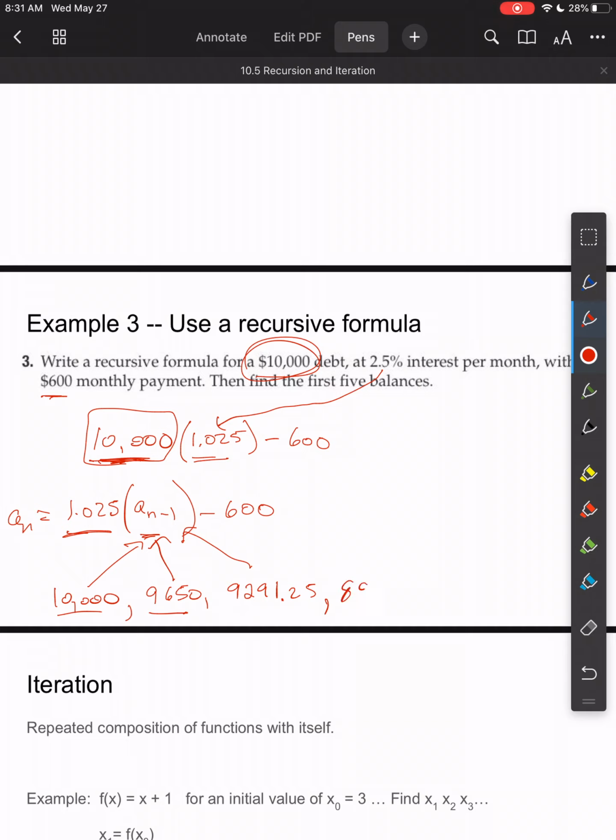And you end up with 8923.53, and then you plug that in, and you should get 8546.62. I don't know why I wrote a 4 there.